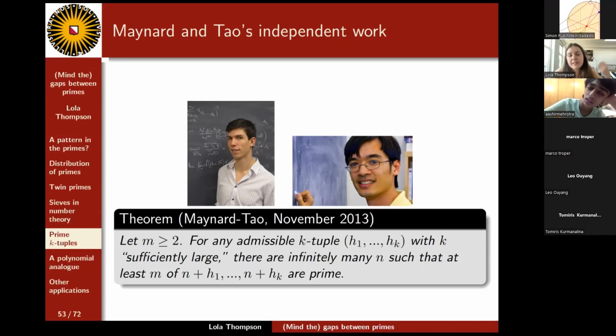It's stronger than Zhang's result, because Zhang's result produced pairs of numbers that were prime, that were some bounded distance apart. And this is giving us more numbers that are prime, that are some bounded distance apart.